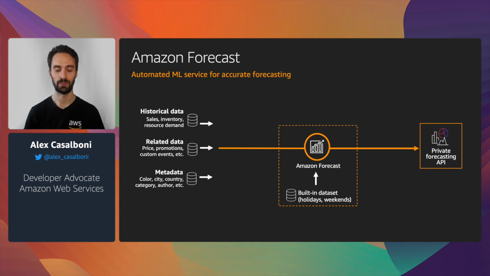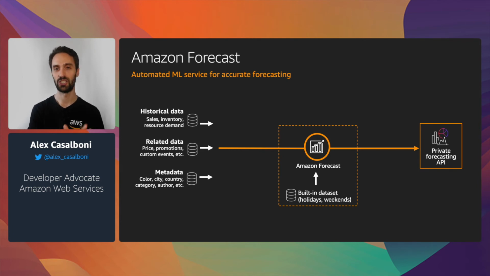Actually, this is for Personalize. We'll talk about that in a second. So the mechanism is exactly the same. But in this case, we don't want to try to guess what you want to buy. We want to guess, for example, how many items of this particular type we want to have in the warehouse.